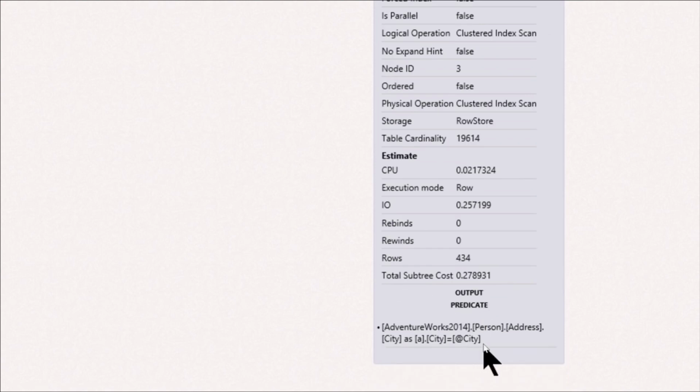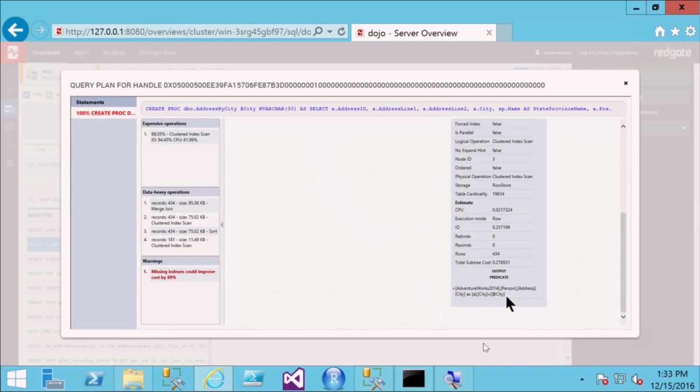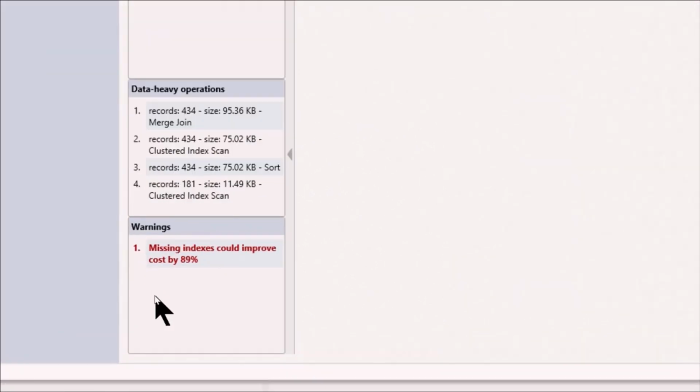Predicate. Oh, it's at city. So, what's this index on? Well, this index is on address ID. We're filtering on city. Huh. I wonder if we could put an index on this and it would help. Just guessing. Or maybe, let's zoom back over here.